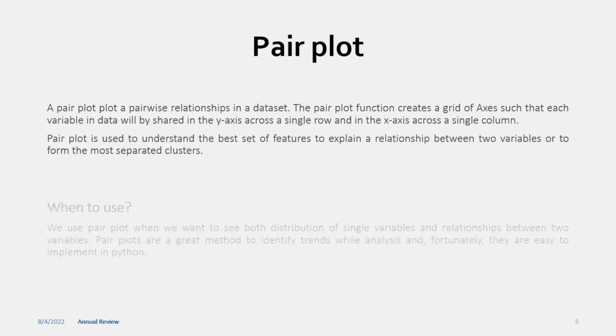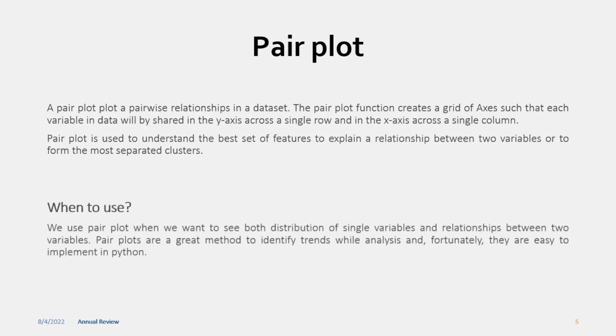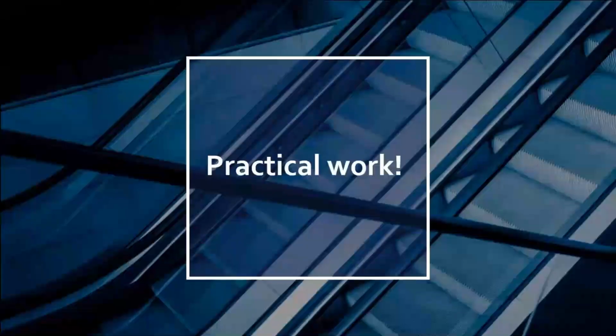So let's see when to use a pair plot. We use a pair plot when we want to see both the distribution of single variables and relationships between two variables. So pair plots are a great method to identify trends while doing analysis. Fortunately, they are easy to implement in Python. So let's do some practical work once again.